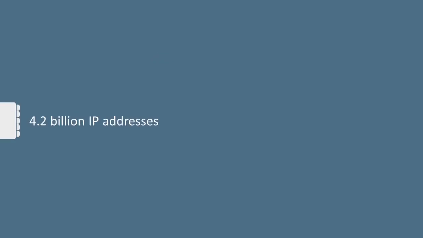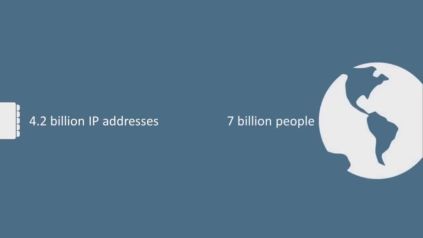Now hang on a second, let's do a bit of math here. We have 4.2 billion IP addresses to hand out, but we also have 7 billion people living on this planet as of 2012. And also consider that each of those 7 billion people may want to use multiple devices to access the internet. So yeah, we have a bit of a problem on our hands.